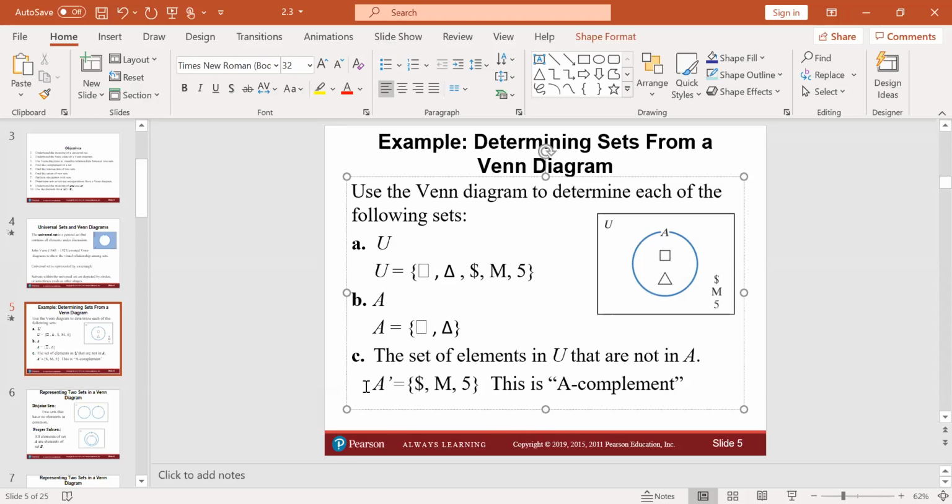So for a complement, you see that apostrophe next to it? Another way to write it, if you can do superscripts here, is to write it like a C as an exponent. I don't think PowerPoint will do superscripts.